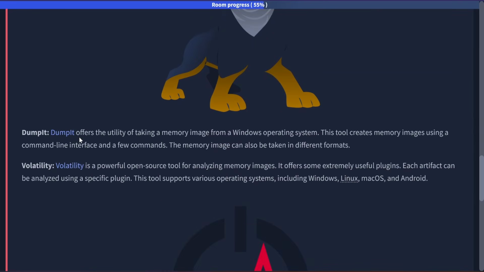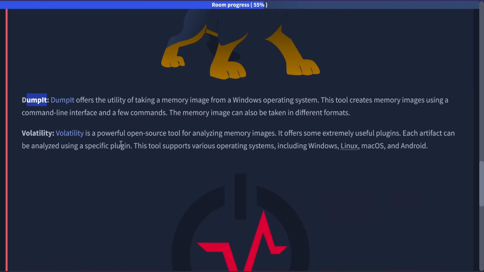Then we have our memory image, right? The thing that's more volatile, hence the name Volatility of this software. So first, you could use something like DumpIt, which allows you to take the image of the memory of a Windows operating system, right? So DumpIt would allow you to get the image, and then you could take that memory image and plug it into a software like Volatility, and this is going to allow you to analyze the memory image or images if there's multiple.